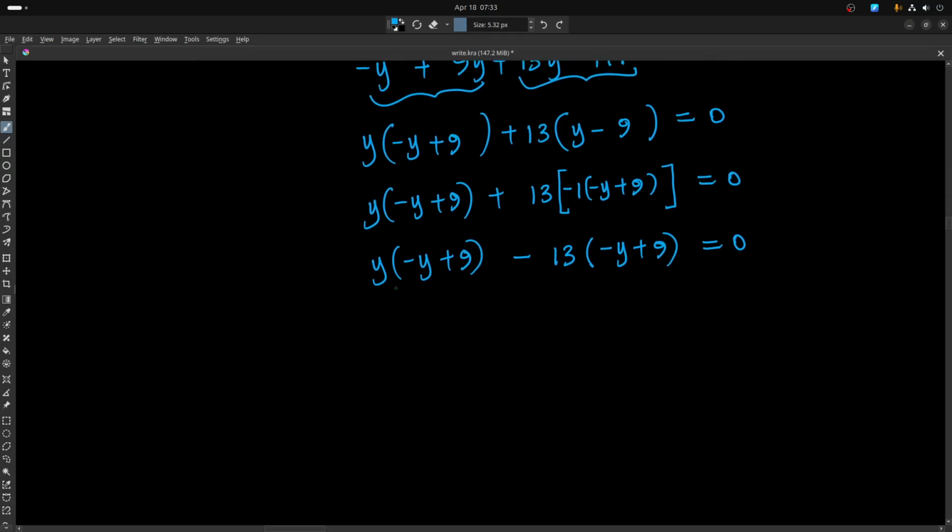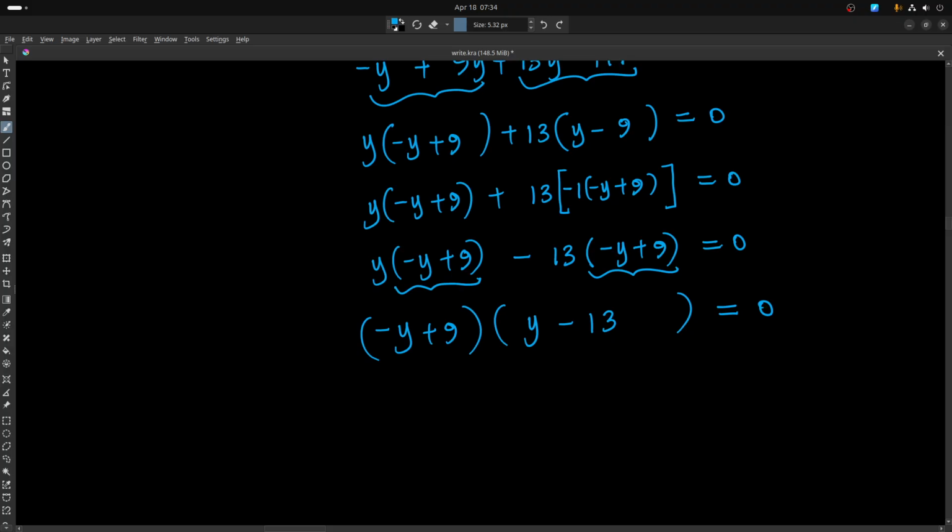So in this first term, we have negative y plus 9, and we also have it in the second term. So it is the common factor between the two. Let's factor it out. So when we factor out negative y plus 9, what are we left with? This first expression divided by negative y plus 9 is going to give us y. This second expression divided by negative y plus 9, that's going to give us minus 13. And all this is equals to 0.